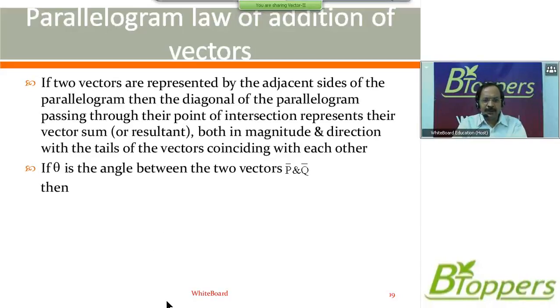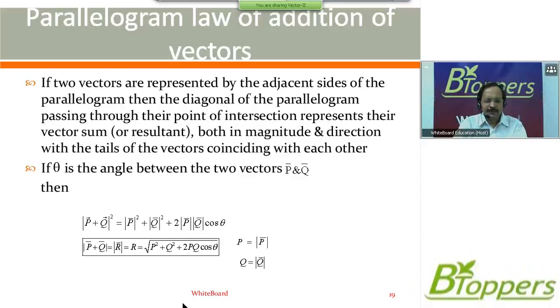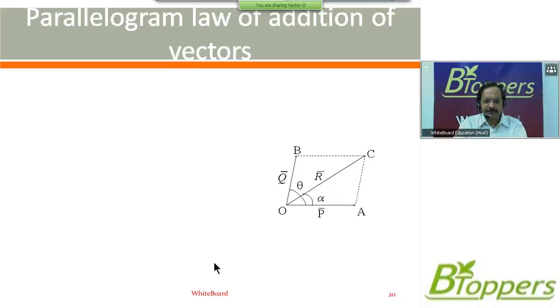If theta is the angle between the two vectors P bar and Q bar, then square of the magnitude of the resultant of P bar and Q bar is equal to square of magnitude of P bar plus square of magnitude of Q bar plus 2 into magnitude of P bar into magnitude of Q bar into cos theta. So magnitude of the resultant, which you can write mod of R bar or simply R, can be written as root of P square plus Q square plus 2PQ cos theta. So letter P without the bar symbol represents magnitude of P bar. Letter Q without the bar symbol represents the magnitude of Q bar.